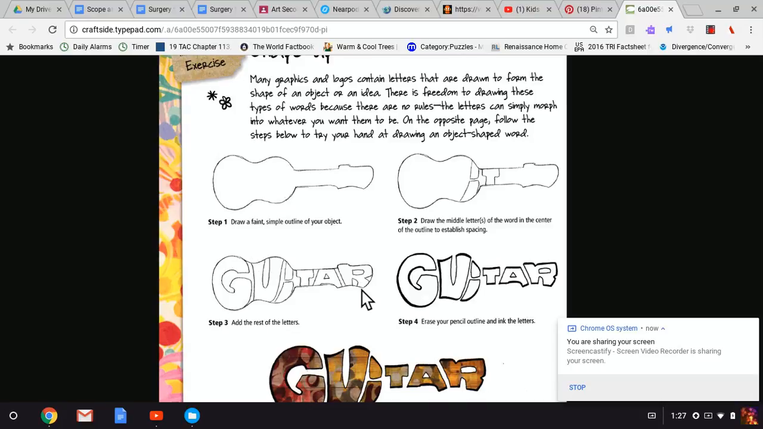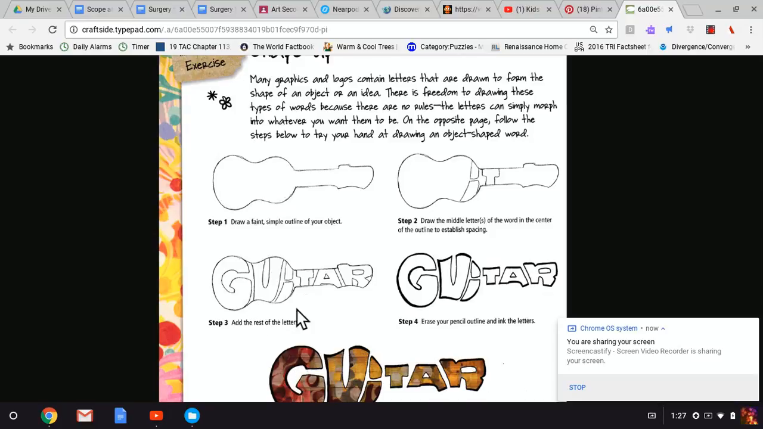And I want to point something out. Notice that there's not a lot of gap in between letters. They really want the letters themselves to fill up the shape. Okay, and see how it looks like they're kind of going out of the shape? Like the rest of the U would come down here in reality. But it doesn't because it's conforming to the shape of the object.